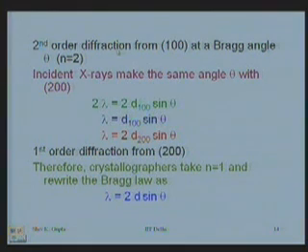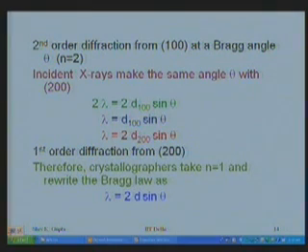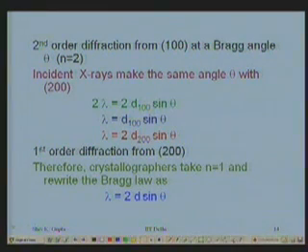Now, let me look at the Bragg law, the second order diffraction, that means n is equal to 2, because n I said is the order of diffraction. In other words, the path difference between the two consecutive diffracted rays from the two consecutive planes is 2 wavelengths. Second order diffraction from 100 means two consecutive 100 planes at a Bragg angle theta at which it is happening. Second order means n is equal to 2. Now, incident x-rays make the same angle theta with 200 as they make with 100. Why is it so? They are parallel. That is what I have just shown.